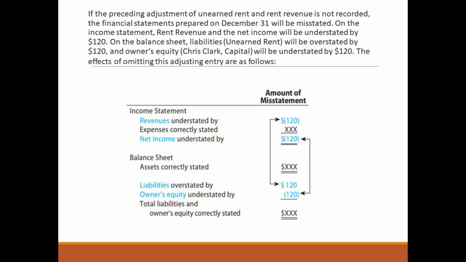If the preceding adjustment of unearned rent and rent revenue is not recorded, the financial statements prepared on December 31st will be misstated. On the income statement, rent revenue and the net income will be understated by $120. On the balance sheet, liabilities or unearned rent will be overstated by $120, and owner's equity or capital will be understated by $120. The effects of omitting this adjusting entry are as follows.